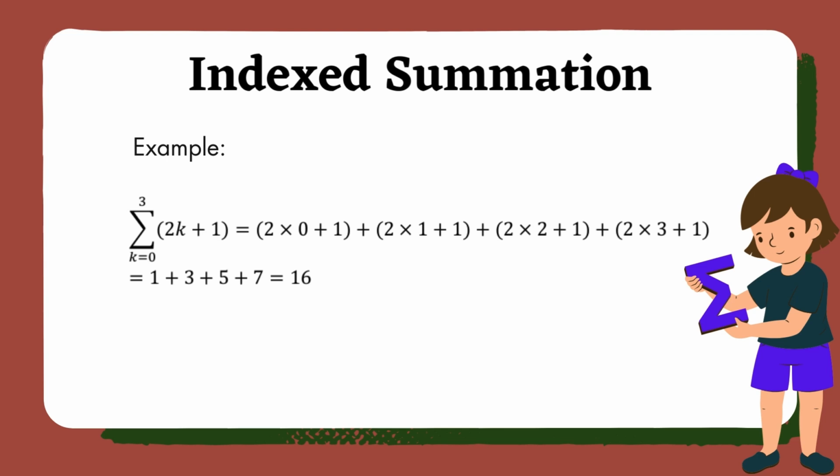So that will be equal to 1 plus 3 plus 5 plus 7, for a total of 16. So our final answer on this index summation problem is 16. Good job, everyone.